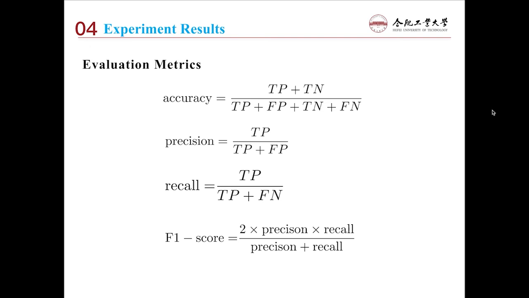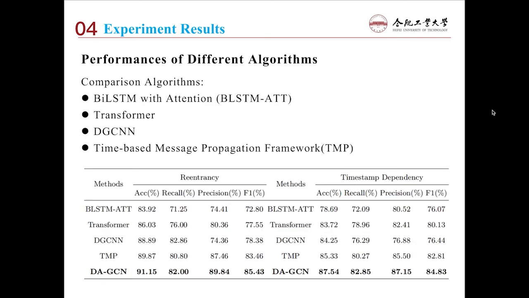We evaluate our proposed model in terms of 4 performance metrics: accuracy, precision, recall, and F1 score. We compare the proposed model DAGCN with the state-of-the-art smart contract detection model TMP and the state-of-the-art deep learning models dealing with sequences or graph structures, including BiLSTM with attention, Transformer, and DGCNN. As shown in the table, our model DAGCN achieves the best performance among the different methods.